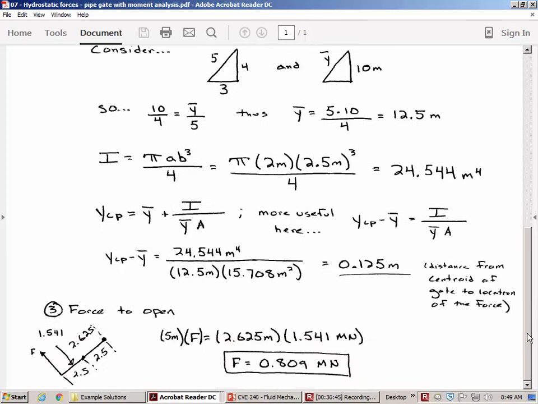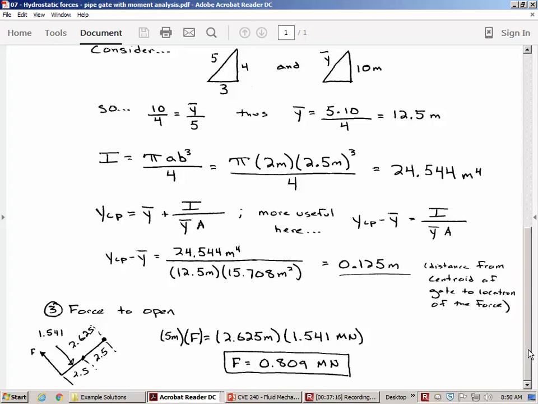So anyways, if we do the full force balance, then the drawing in the lower left shows you it's 5 meters is the full distance of the gate, and so we're opening at the edge of it with this unknown force, and the 1.54 is acting to close the gate, and it's 2.625 meters from the hinge to where the force is located. So then the force would be 0.809 meganewtons.